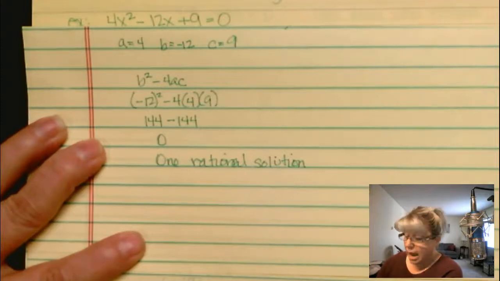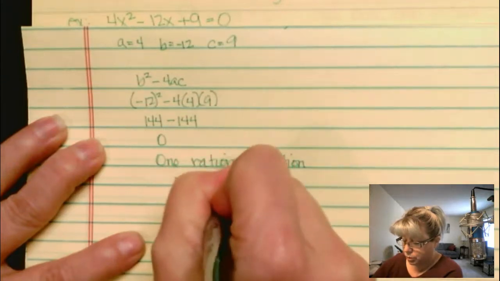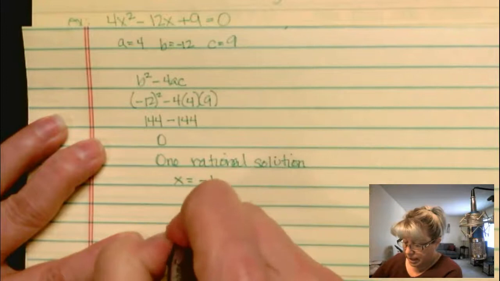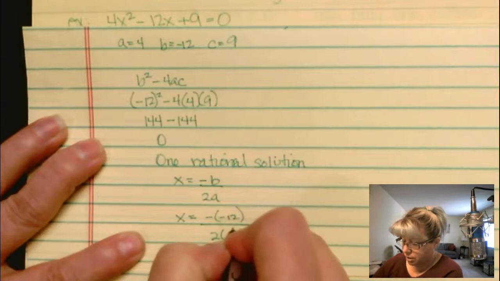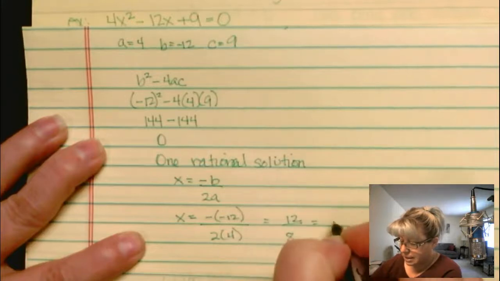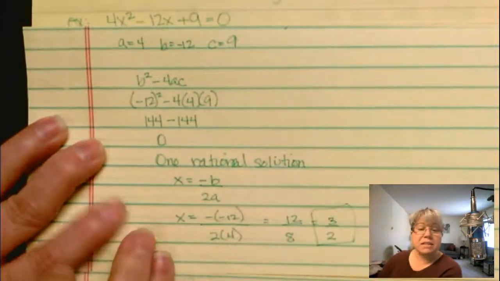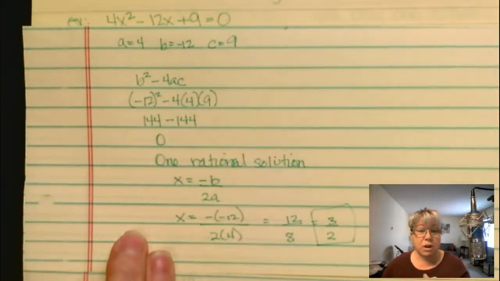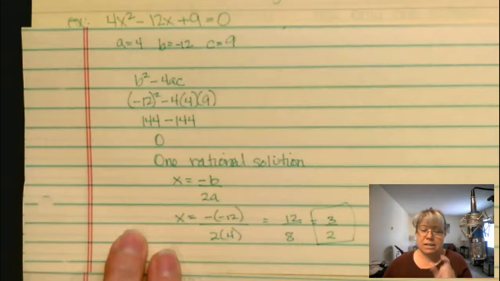And our actual rational solution here will be x equals negative b over 2a, which will be x equals negative negative 12 over 2 times 4. A negative negative 12 is positive 12. 2 times 4 is 8. In other words, x equals 3/2. So I found my solution because I knew my determinant was 0. I didn't have to work out a lot of extra math. I would have had to figure it out anyway using the quadratic formula, but it simplified my work slightly.